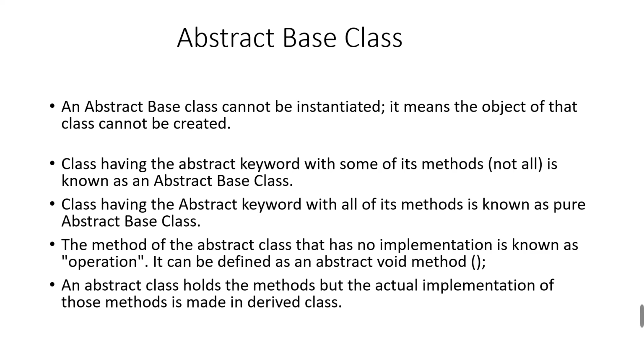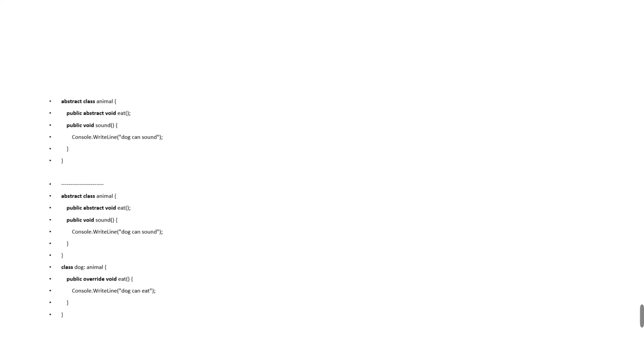An abstract class holds the methods, but the actual implementation of those methods is made in the derived class. As we have said, an abstract base class always acts as a base class. We can't write the actual code here. It serves as a base class, and if we are implementing this base class, then we have the actual implementation in the derived class.